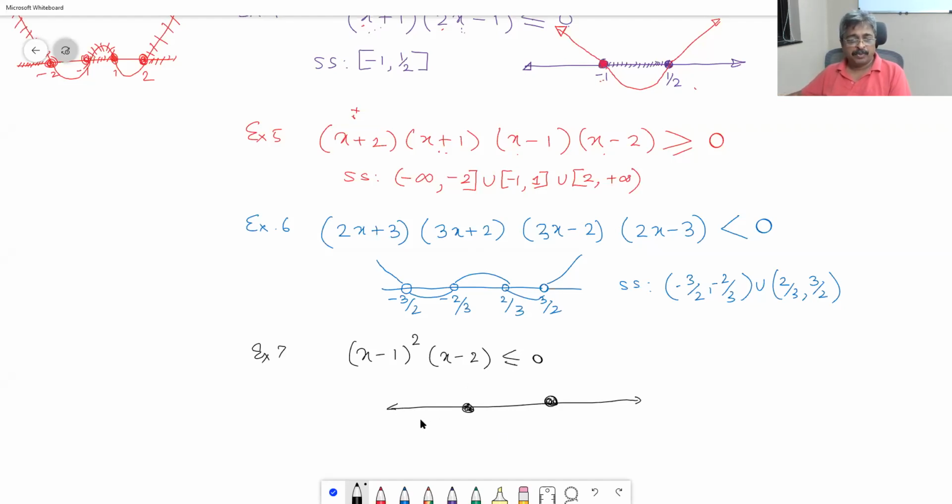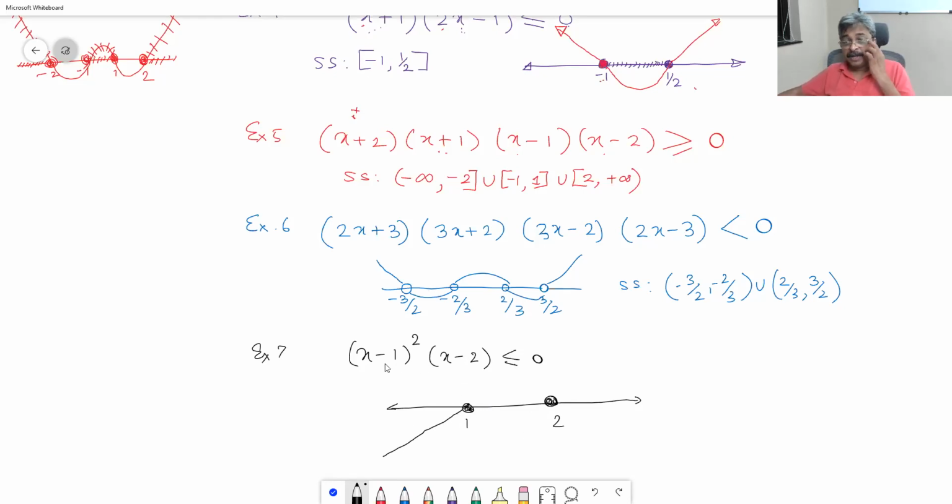Scanning from left to right, if we put x is equal to 0, minus 1 square is plus 1, minus 2, less than 0, true. So the curve enters like this. If x is equal to 1, of course it is going to be 0. Now if I put something between 1 to 2, 1.5, this is positive square, and 1.5 minus 2 is negative. So positive into negative will continue to remain negative.